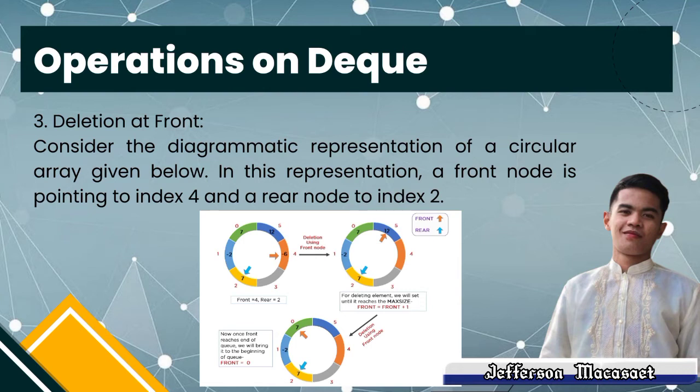Now, to perform the deletion, you will have to increase the location of the front pointer until it reaches the max size of the queue. For further deletions, set the front pointer to index 0. The diagram below will help you to visualize that.